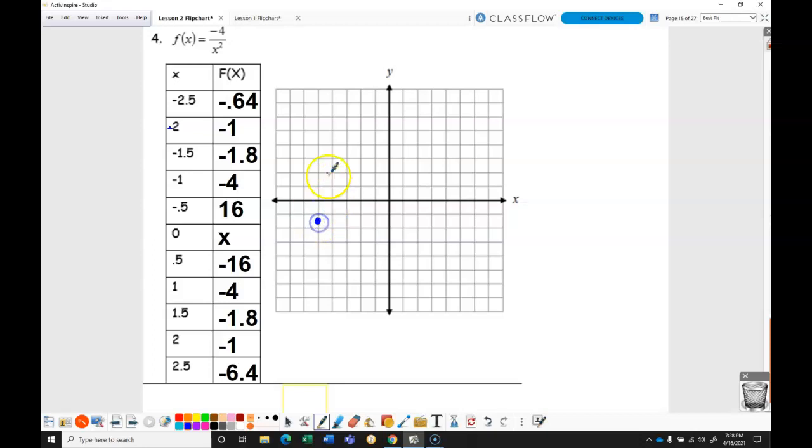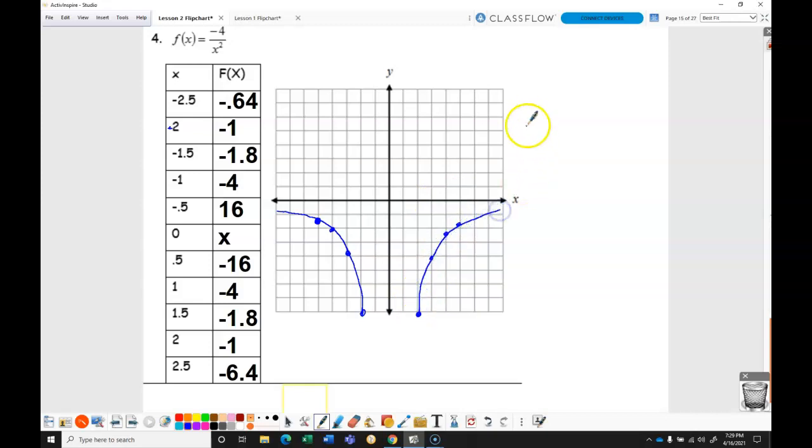-0.64. So it does look like at least this branch came over the x-axis. -2, -1, -1.5 is 1.8, and -1 goes to -4. So let's see if it still has the symmetry of reflection over the y-axis. Let's do 1 and -4. Oh, yeah, it absolutely looks like it does. And here, and here, and here.